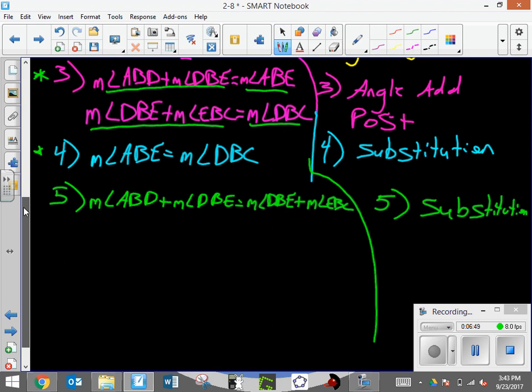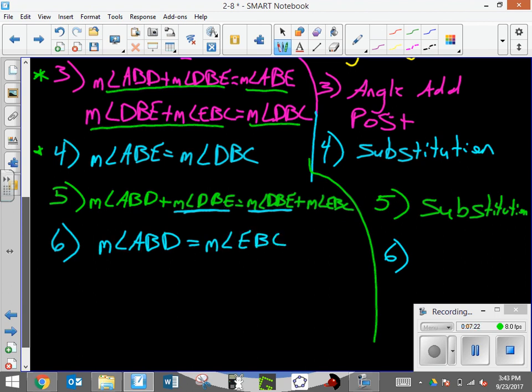Now number 6. Well, look at this, just like the segment addition. The same thing happened on the last lesson as well. Here's this one, here's this one. They're both the same, so they have the same measure. You can subtract them away on both sides. So we're going to get the measure of angle ABD is going to equal the measure of angle EBC by the subtraction property.